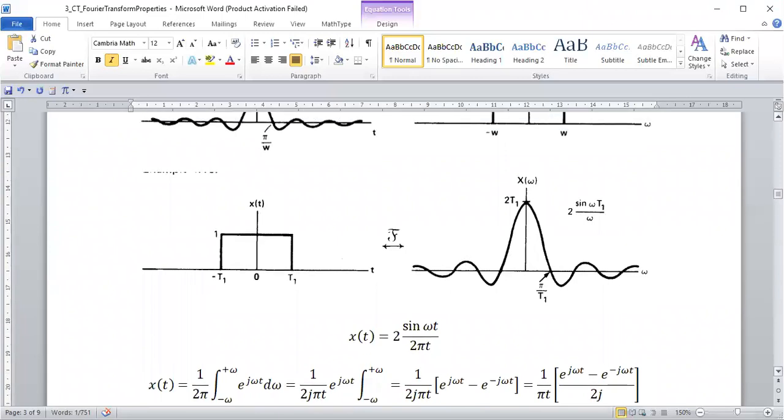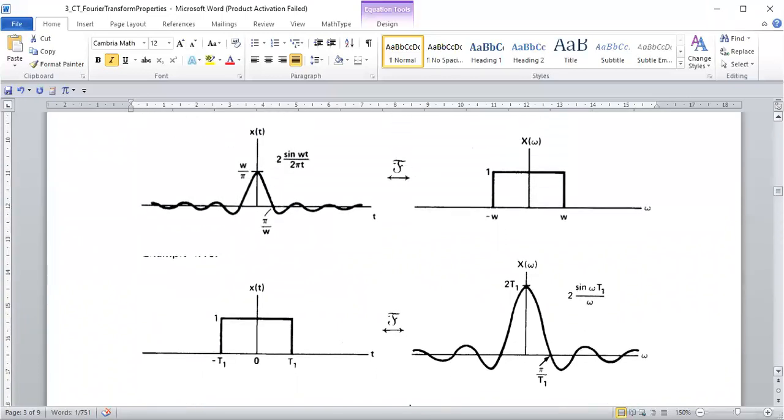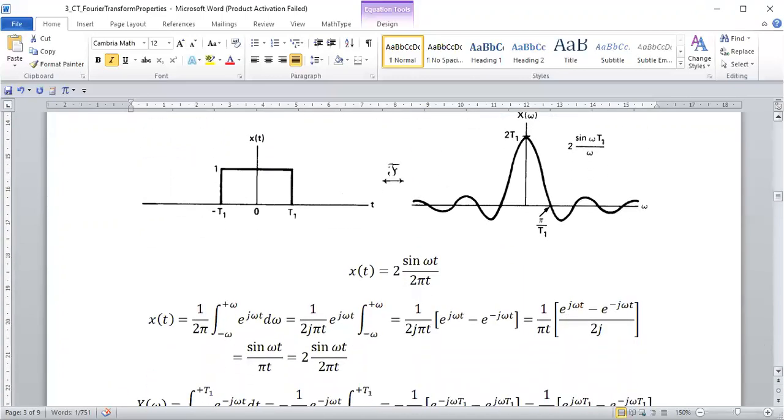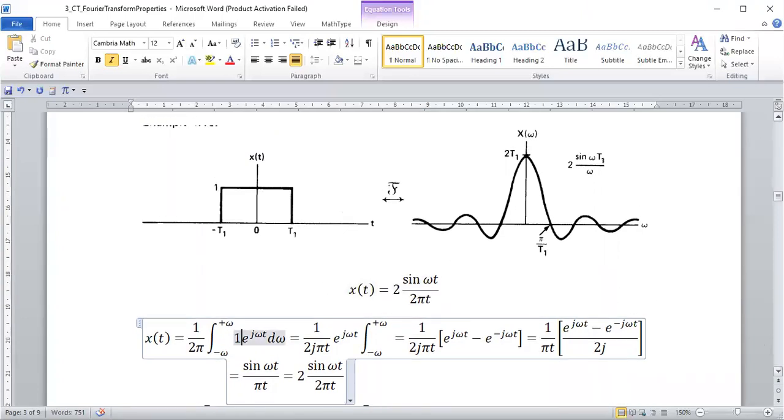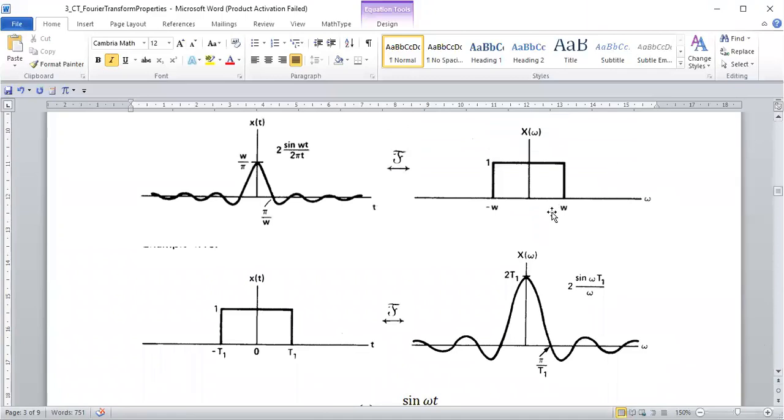Expressing this mathematically, so I'm going to do the Fourier transform of this non-periodic square wave. This is the non-periodic square wave. So it has a value of 1. It has a value of 1 from minus omega to plus omega.